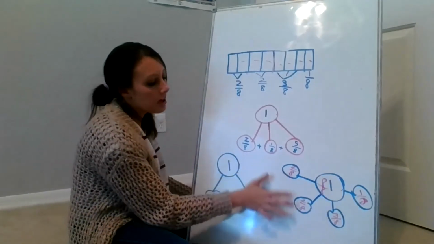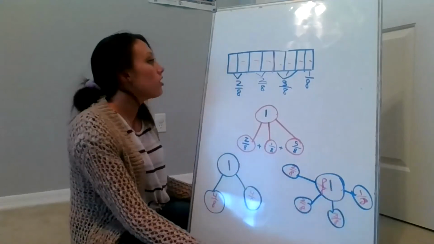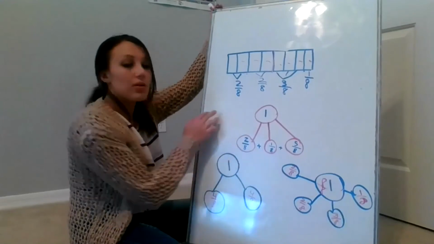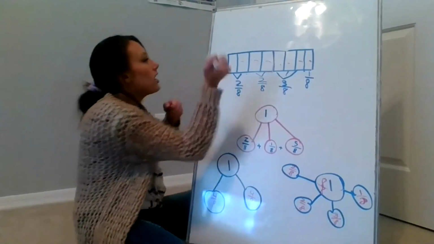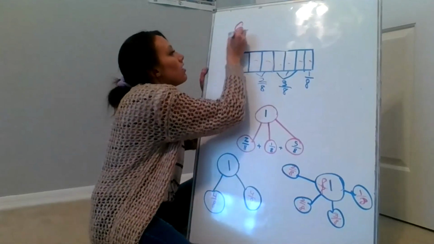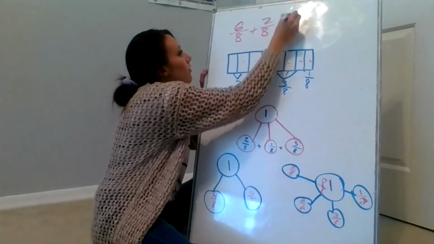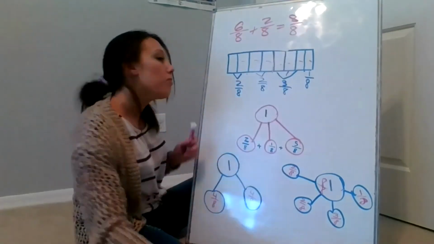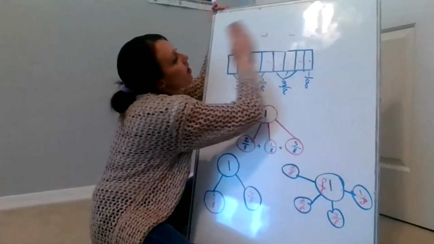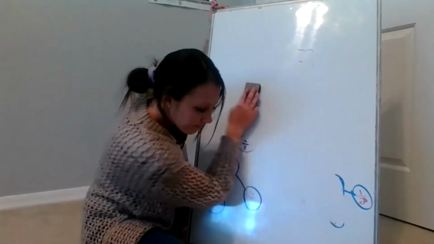You could have done 2 8ths, 2 8ths, 2 8ths, 2 8ths. You could have done 5/8 plus 3/8. You could have done 6/8 plus 2/8, which still equals 8/8. These are just different ways of decomposing. You guys could have come up with so many different answers. These are just some of the possible ones that you could have created on your own.